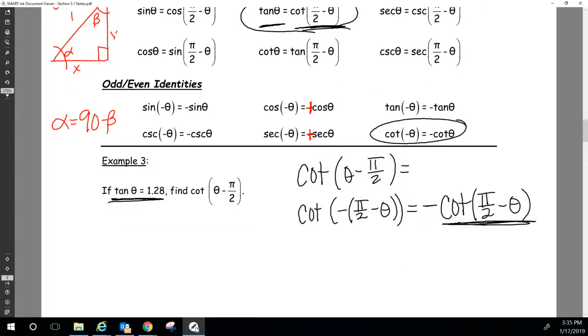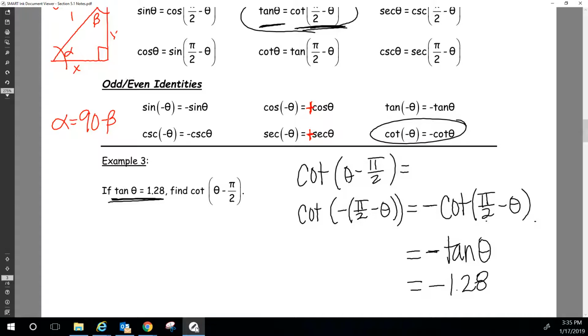So I could rewrite this as equals negative 1, not times cotangent, but times tangent, not of this angle, but of theta, from this identity up here. And since I can write it now, I finally have something that just has tangent in it. I know what tangent is, so now I know cotangent of theta minus pi over 2 is going to be minus 1.28.